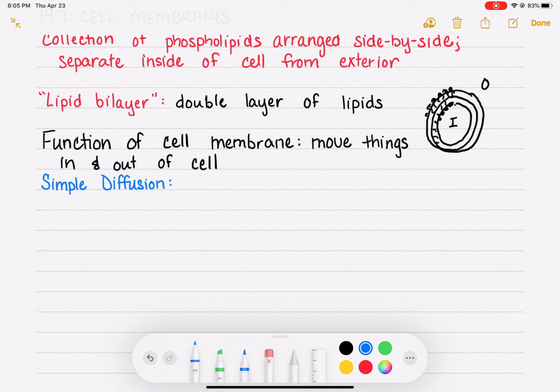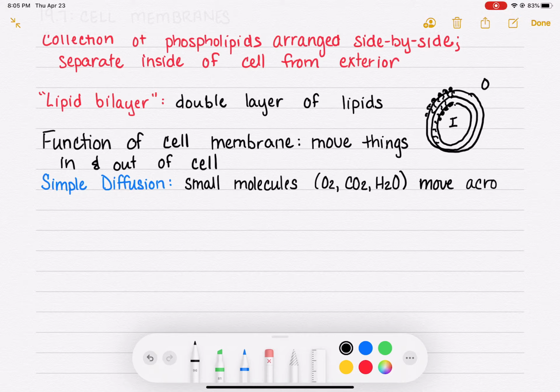In simple diffusion, we are moving small molecules in and out of the cell. Small molecules that are moved across the cell are commonly oxygen, O2, carbon dioxide, CO2, and water, H2O. So we're moving these small molecules across the membrane, across what we'll call the lipid bilayer. Small molecules moving across the lipid bilayer.